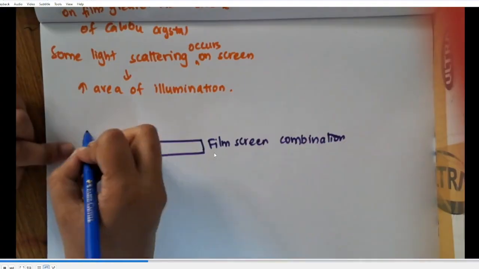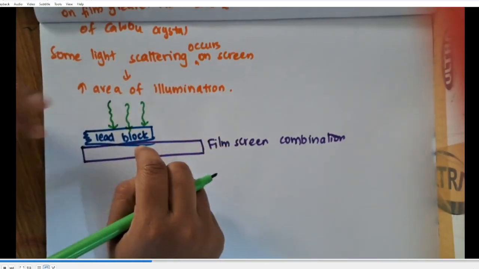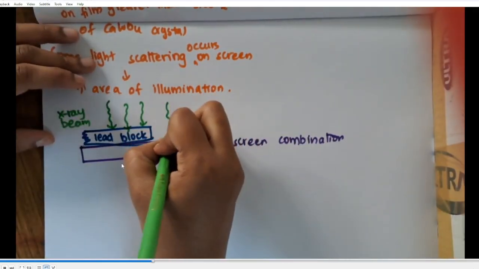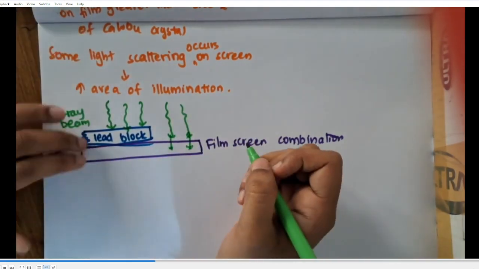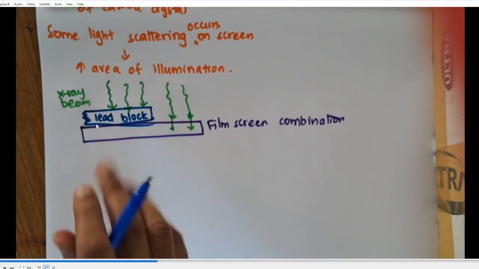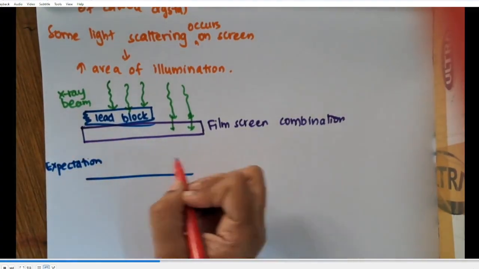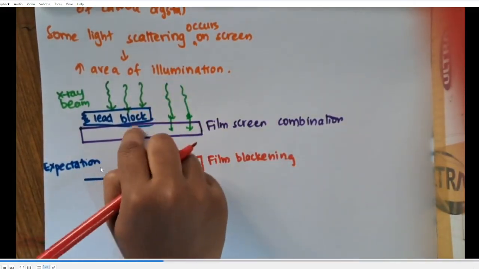For that, let us consider a film screen combination with a lead block placed over it. If an X-ray beam is directed onto a film screen combination that has a thick lead block covering half of the film, one would expect that the uncovered half of the film is exposed, whereas the half of the film with the lead block is completely unexposed, and there will be a sharp boundary separating the exposed and unexposed areas.